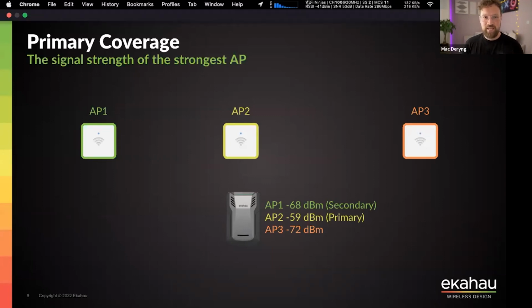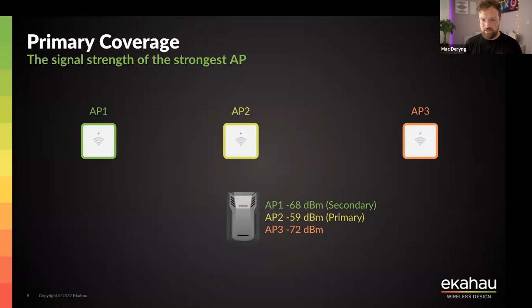And now on the screen, what we see here is 3 access points, AP1, AP2, AP3, and we did see the strongest signal strength from AP2 because it was closest to the device. And yeah, thank you very much, Mac. So we're looking at primary coverage, Mac. What am I looking at? AP2 is the strongest, and that's the primary, minus 59.